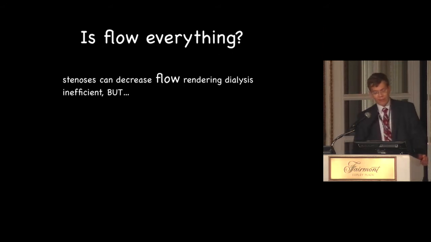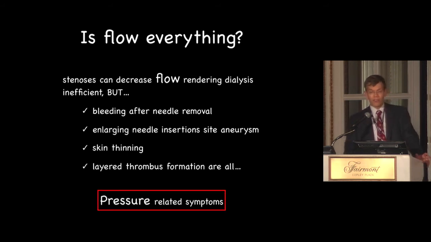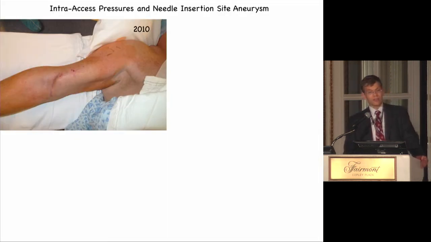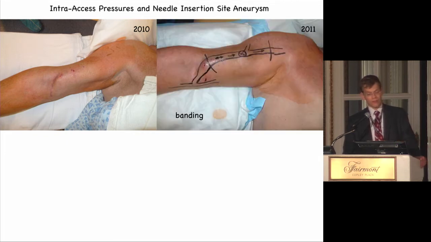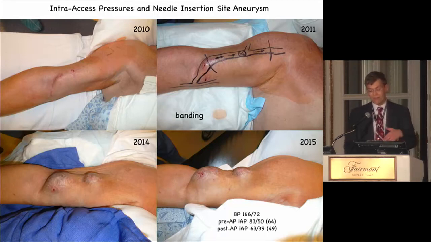Well, flow certainly is important, but a lot of the things that we find, bleeding after needle removal, enlargement, skin thinning, layered thrombus formation, they're all really pressure-related phenomena. So here's a time lapse of a right upper arm brachiocephalic vein access, 2010, 2011, 2014, 2015. You can see that over time, with slightly elevated intra-access pressures, and I measured them before and after angioplasty, so 64 millimeters of mercury versus 49, you get these aneurysms that form.